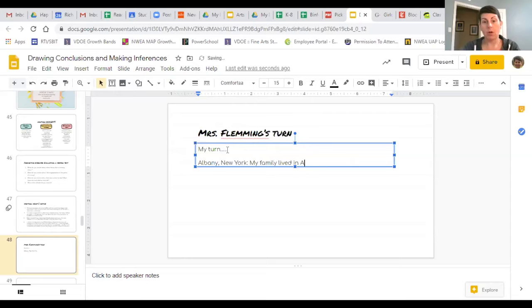So I'm going to say my family lived in Albany twice while I was growing up. How's that? Once when I was in grade school, and the other time was when I was in college. Both of my houses were surrounded by mountains.